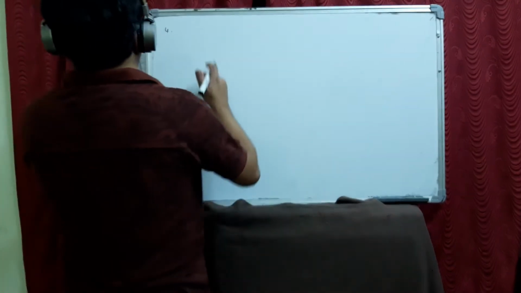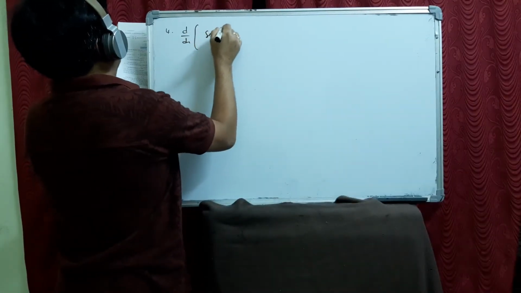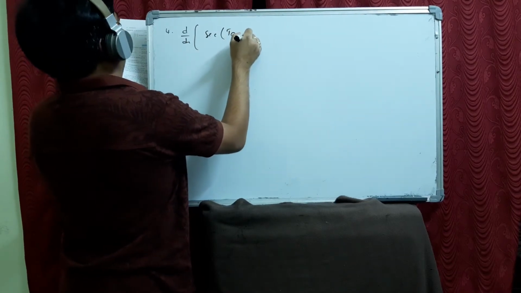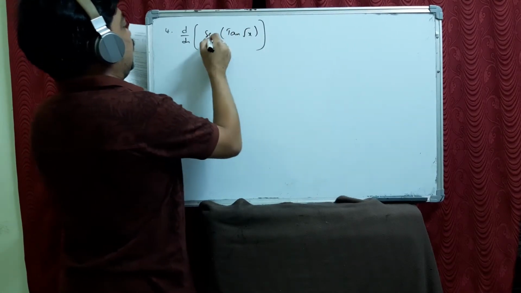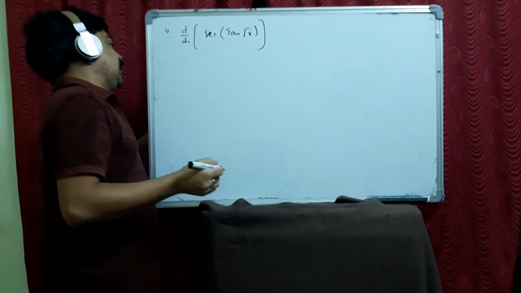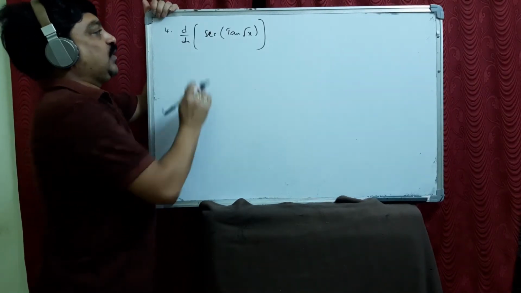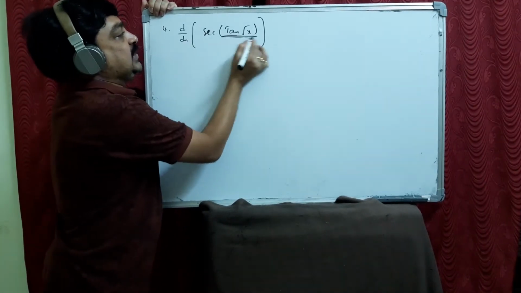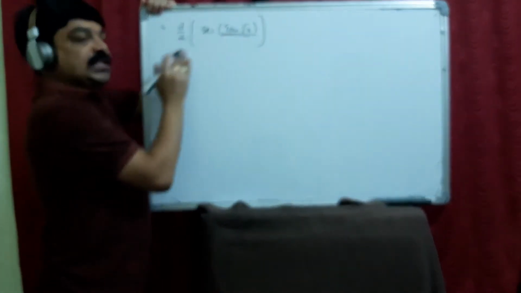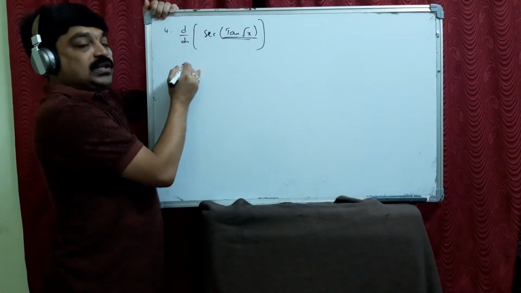Okay, see the fourth question. It is d by dx of, you have to find out secant of tan of root x. So there are three things. This is a chain. We have to apply the chain twice here. See, first of all, secant x, take this as x. What is the derivative of secant x? Secant x tan x.